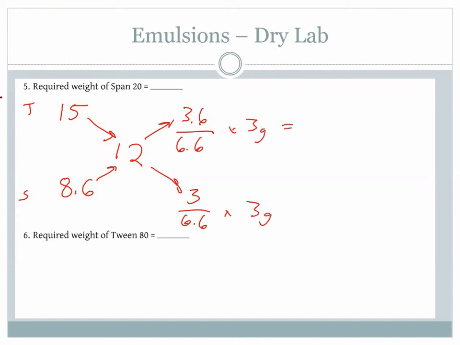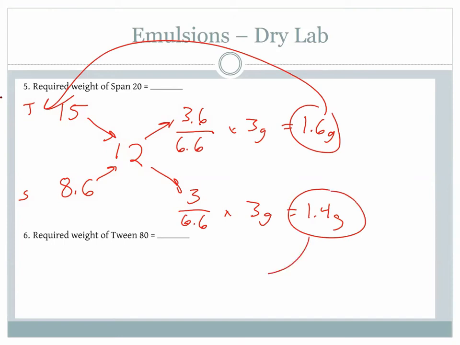So what is 3.6 divided by 6.6 times 3? What is 3 divided by 6.6 times 3? And let's see what you get, and let's see if you get the same number. So this should be 1.6 grams. That should be 1.4 grams. And remember, this number stays up here with this top number. So that would be your Tween. That would be your Span.